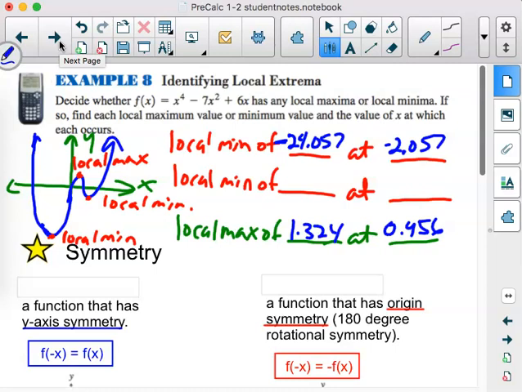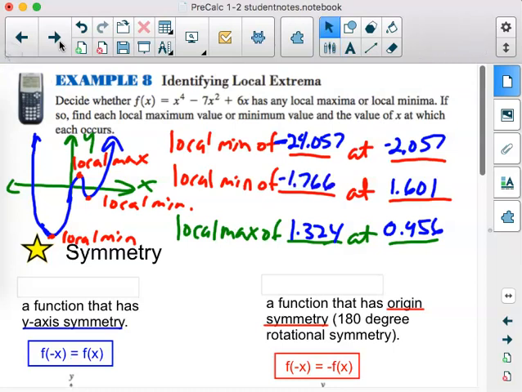And one more to go. Second trace, number 3. Left side of the valley, enter. Right side of the valley, enter. Enter through guess. 1.601 for the x value at the end, and -1.766 for that y value. So the y value comes first because that's what we're really caring about here. When we're saying max and min, we're trying to figure out what's the y value that we're interested in.